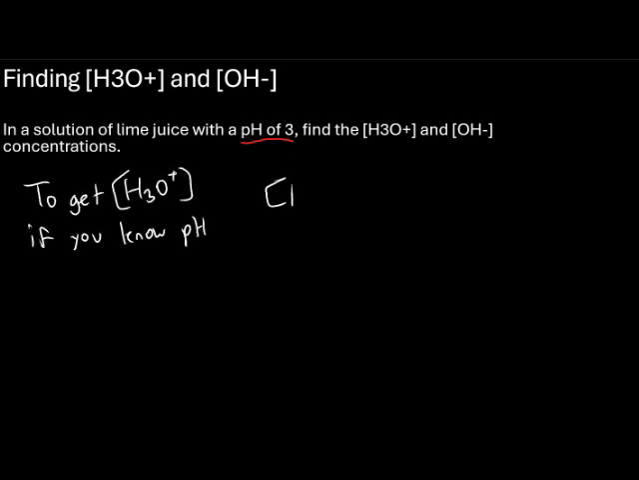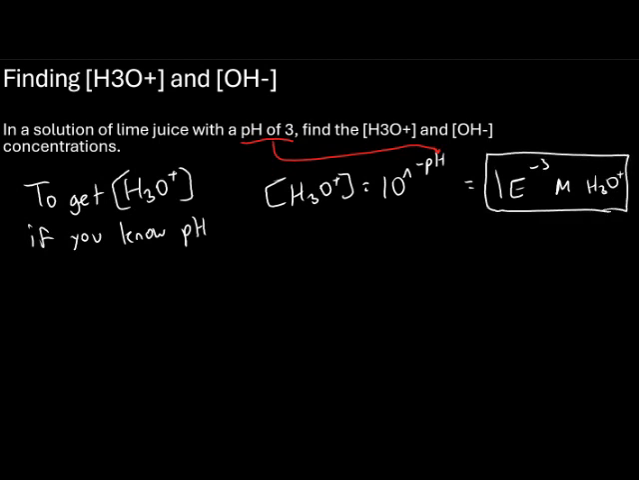You can use the equation H3O plus is equal to 10 raised to the negative pH. Since we know that our pH is 3, we can place the 3 in that position, and we will get 1 times 10 to the negative third molarity of H3O. Now, if we know the molarity of H3O, we can also get OH based on that.